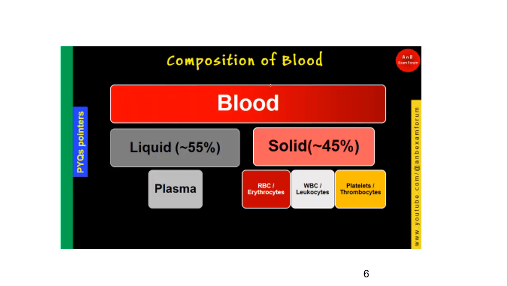We have seen the composition of blood: 55% is liquid, which we call plasma, and the remaining 45% are the formed elements or the solid parts, which are basically RBC, also known as erythrocytes, WBC, also known as leukocytes, and platelets, also called thrombocytes. So the blood consists of mainly two parts, plasma and the cells. Cells are RBC, WBC and platelets.